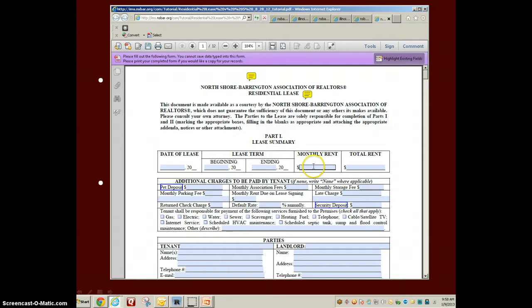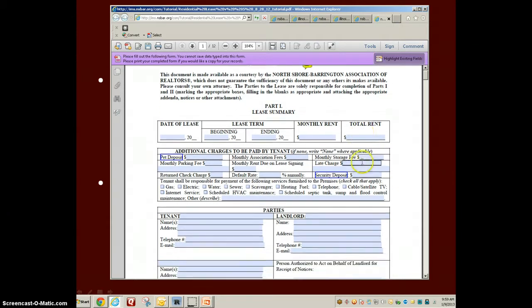Remember that this lease isn't just for one area, but goes into a lot of different areas, and different areas have different laws. So we have a base monthly rent, and if you want to add other fees to the rent, let's say for parking, you would put it in total rent. The monthly rent is the base amount, and the total rent would be any additions you're going to add to their rent.